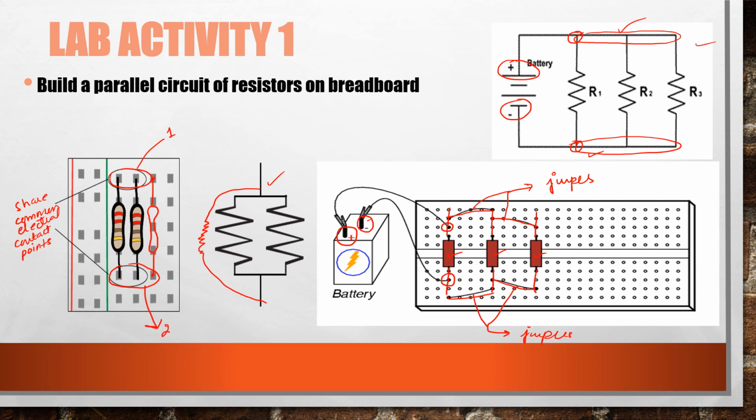Now what about the battery? Now here the positive terminal of the battery will be connected to this point and the negative terminal of the battery will be connected here. Okay, so this is how you are going to build this circuit by using this method.